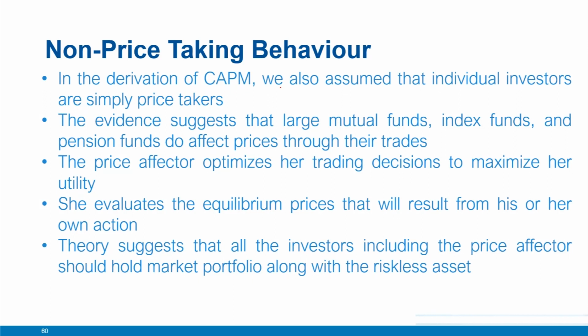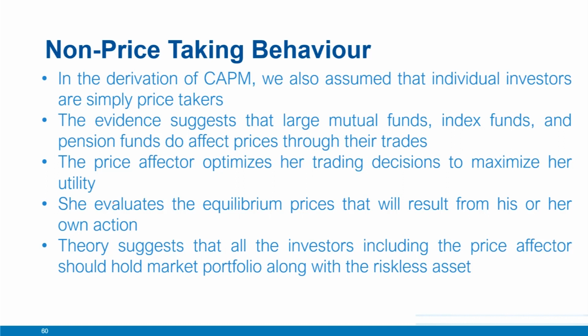In the derivation of standard CAPM, we assume that individual investors are simply price takers. However, the evidence suggests that there are large mutual funds, index funds, and pension funds that do affect prices through their trades. The idea is that this large institutional investor, which is also a price effector and does recognize their ability to affect prices, optimizes their trading decisions to maximize their utility based on the impact of their own trades.